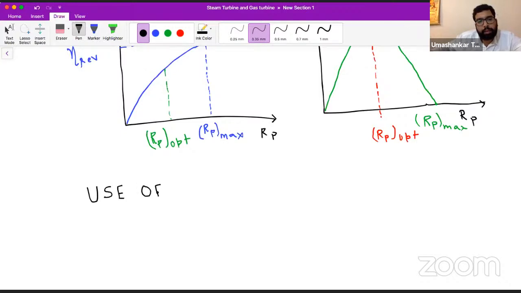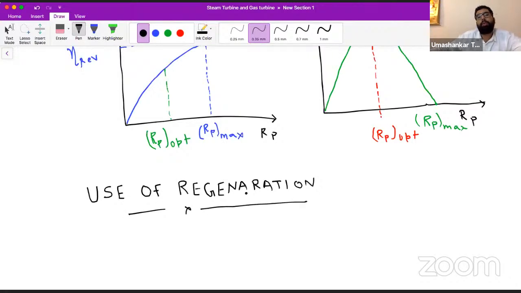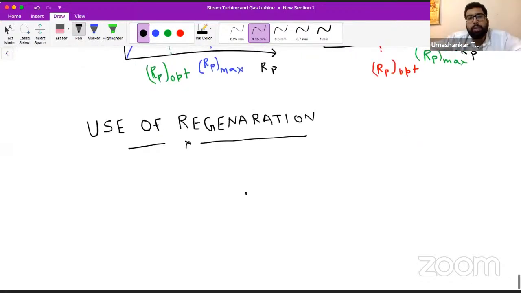regeneration. As I said, we are developing our concepts to understand the actual cycle. So we have the use of regeneration. We are going to see now the use of regeneration here. Okay, so in regeneration, what happens? In this regeneration, what is happening?